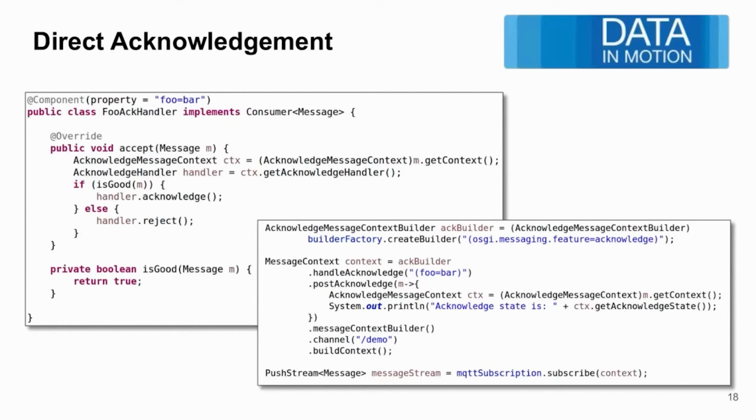We have the possibility to filter messages using predicates. We have the possibility to handle the acknowledgement using a consumer. And we also support a post acknowledgement, which is executed after the acknowledgement or rejection happened.